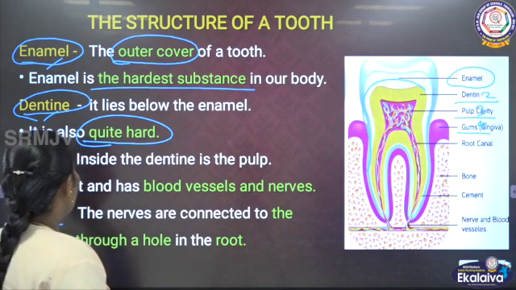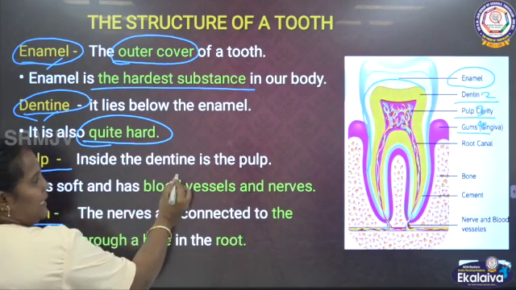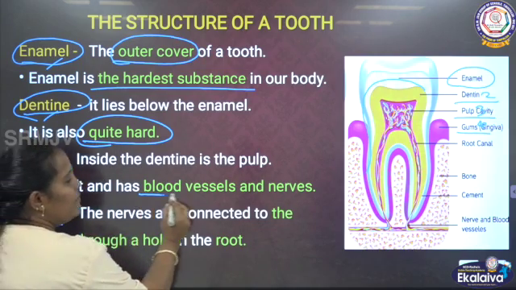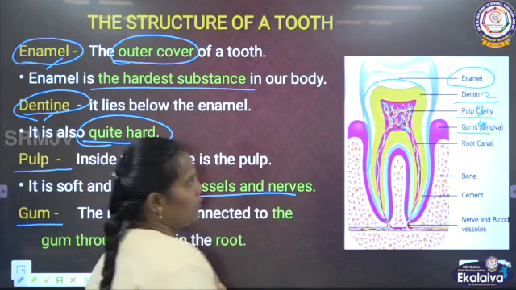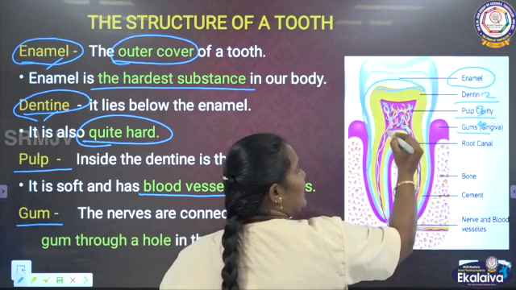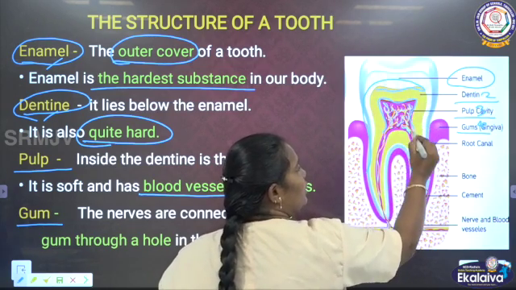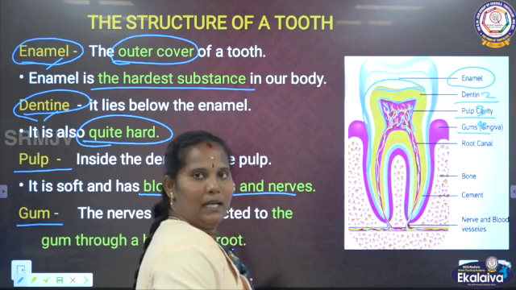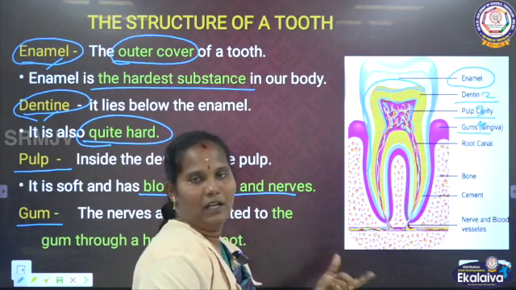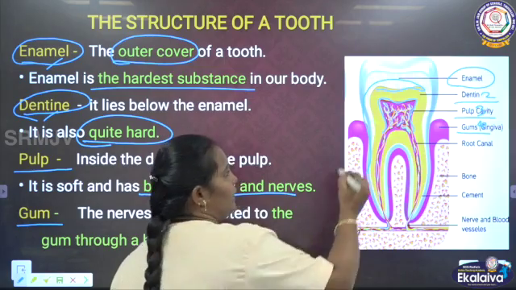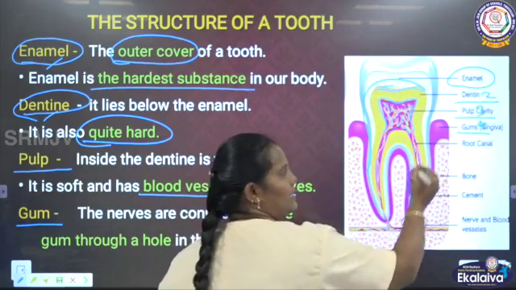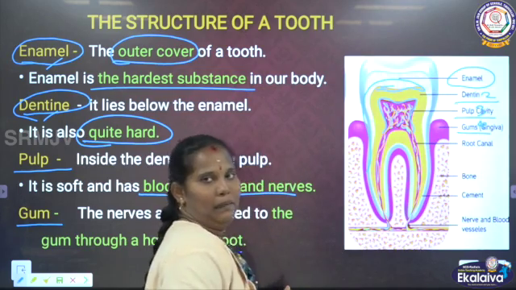Clear? Next one, pulp. Inside the dentine is the pulp. It is soft and has blood vessels and nerves. We can see here the dentine part. Inside the dentine part we can see the pulp. Actually, only the pulp has the blood vessels and nerve vessels. Where is it present? Inside the dentine. Inside the dentine is called the pulp.